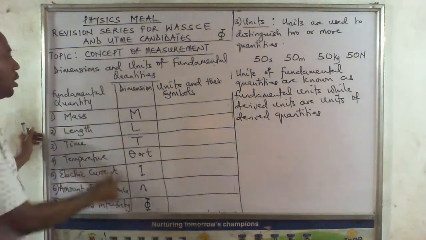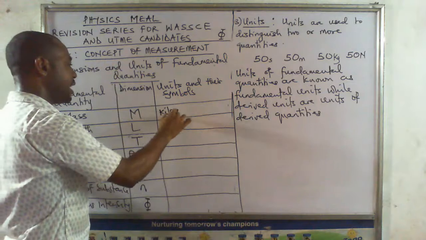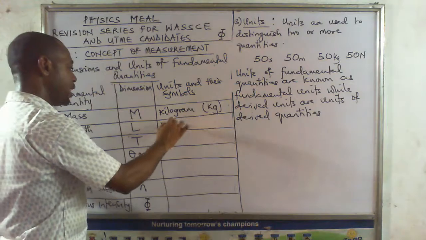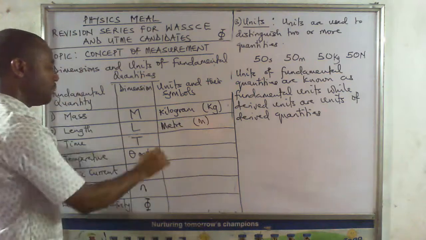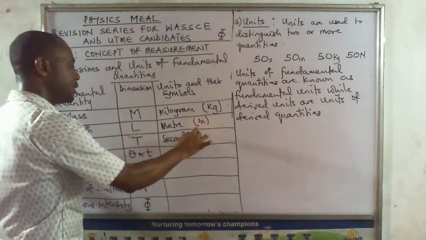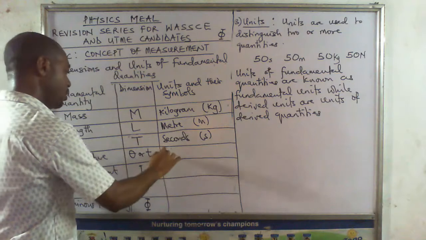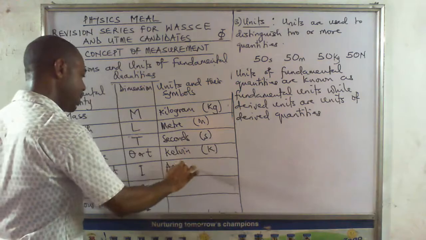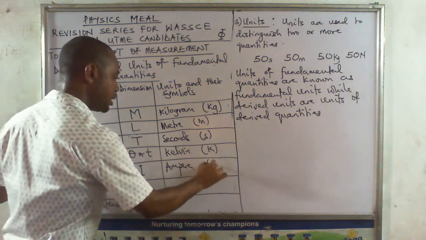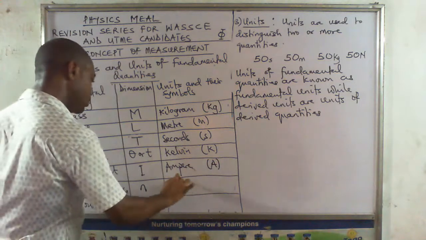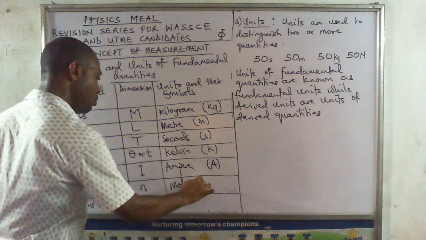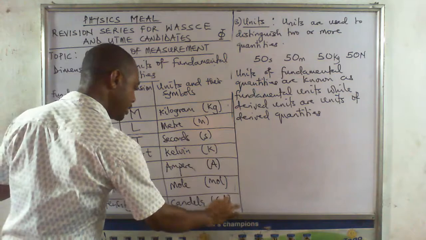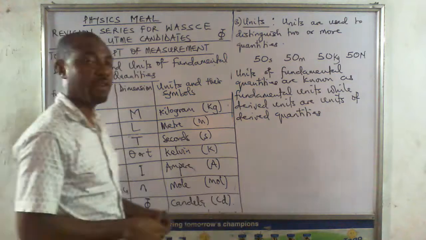Now, what's the unit? The unit of mass based on SI unit is kilogram, and the symbol is kg. The unit of length in terms of SI unit is meter, and the symbol is small m. The unit of time in SI unit is seconds, and the symbol is s. Our temperature, we have Kelvin, and the symbol is K. We have ampere, and the symbol is capital A. We have mole, and we usually write mol as the symbol. Then we have candela, and the symbol is cd. So these are the fundamental quantities.